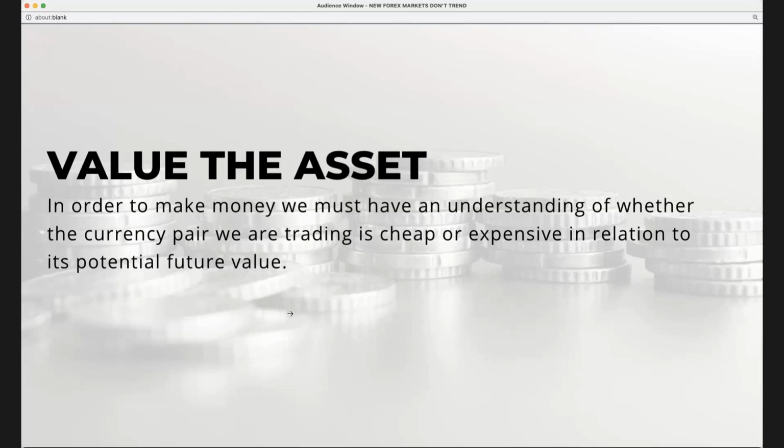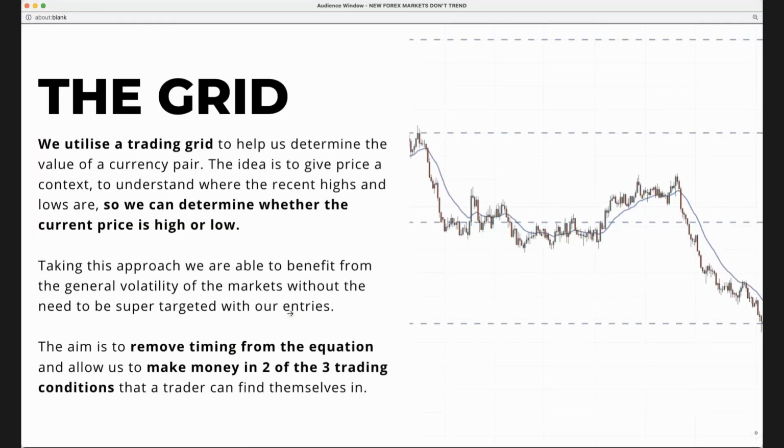So if it goes up tomorrow and you're able to take profit on your position, fantastic. If it doesn't, no problem at all. You can still continue trading. You can accumulate other positions in other currency pairs. So we utilize a trading grid to help us determine the value of the currency pair.